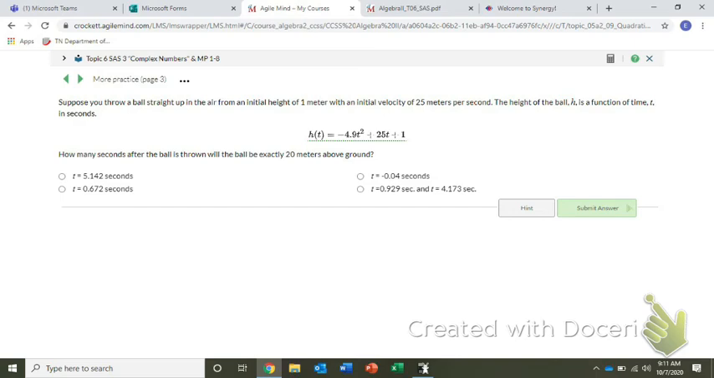All right, number 3. Suppose you throw a ball straight up in the air from an initial height of 1 meter with an initial velocity of 25 meters per second. The height of the ball h is the function of time t in seconds. How many seconds after the ball is thrown will it be exactly 20 meters above ground? Okay.